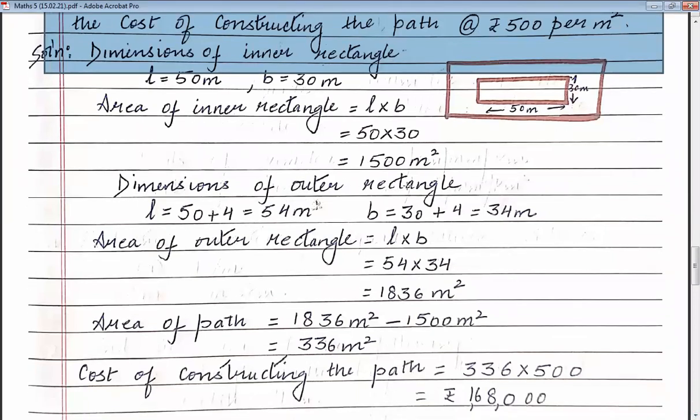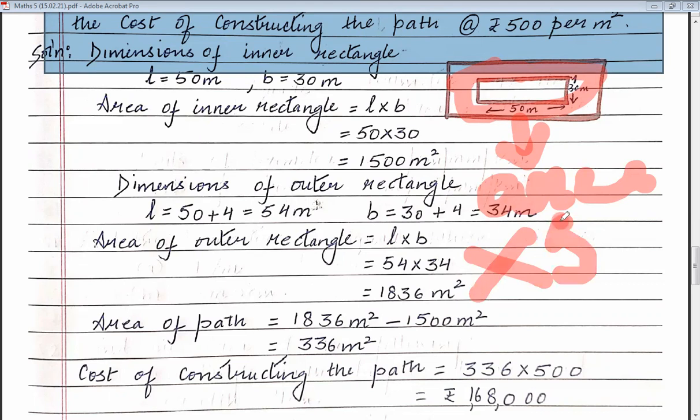Now, children, we know the area of this path. Fine. So how will you find the cost? You will just multiply the area of this path with the money given. Okay, so you have to multiply 336 with 500. Fine. After multiplication, you will get 1,68,000. So the cost of constructing this path is 1,68,000. Is it clear, students?